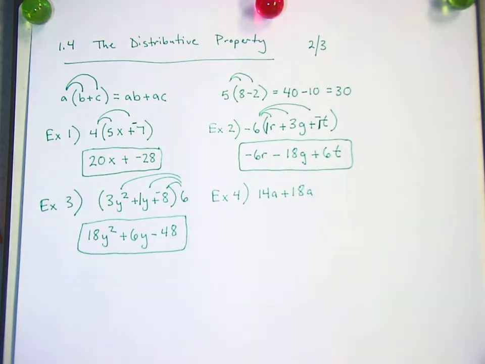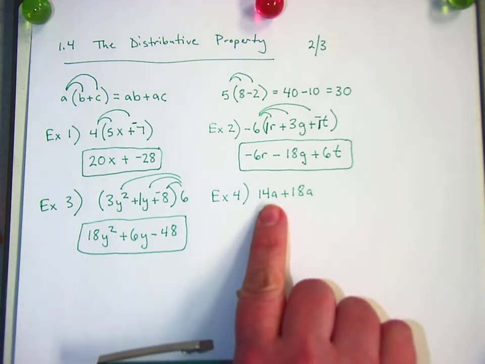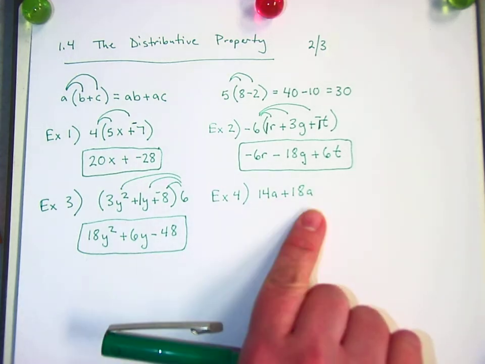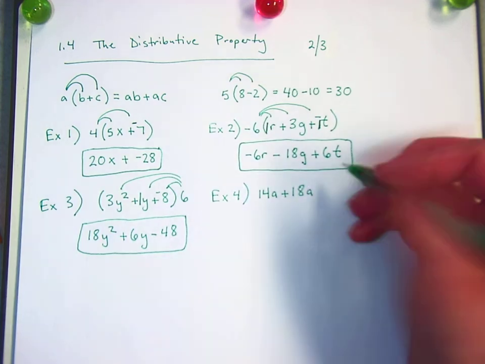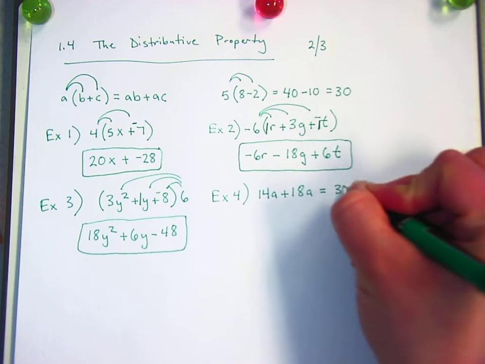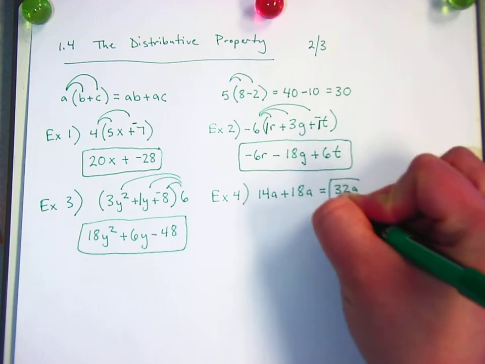If you have two things that both have the same variable in it and the same amount of variables, so notice this is an a, that's an a, they're not a squareds. There's not an a squared and then an a, they're just both a's. Then you can put them together. So this would be 32a.